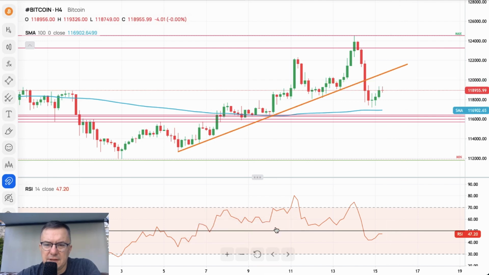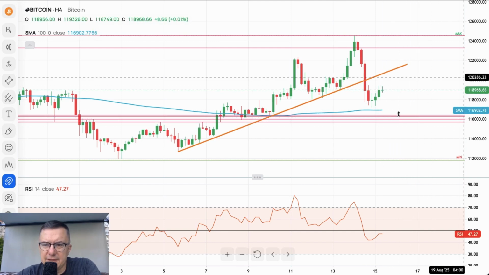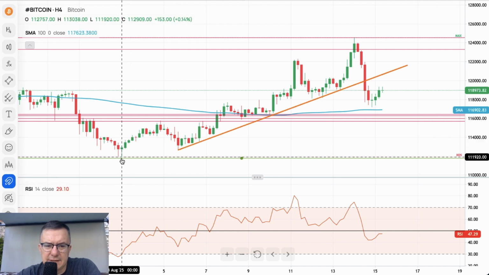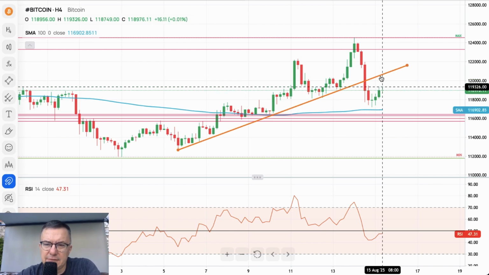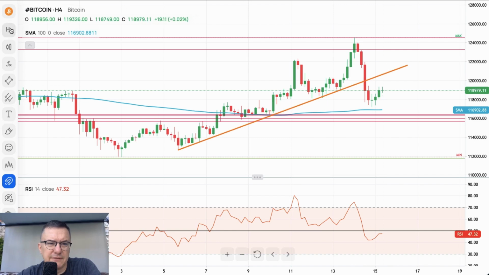So let me just remove it, and now we got only two clear zones, one from the above, which is basically very close to the all-time high, and this zone below the 116,000. So this is quite important to keep an eye on this level, because if this zone is violated, if the 116 is violated, the next target is the August 3rd low at 111,920. So for now, this breakout below the trend line doesn't actually look good for the bulls, but we are still above the 100 periods moving average, so any breakout back above the trend line will be considered very bullish.